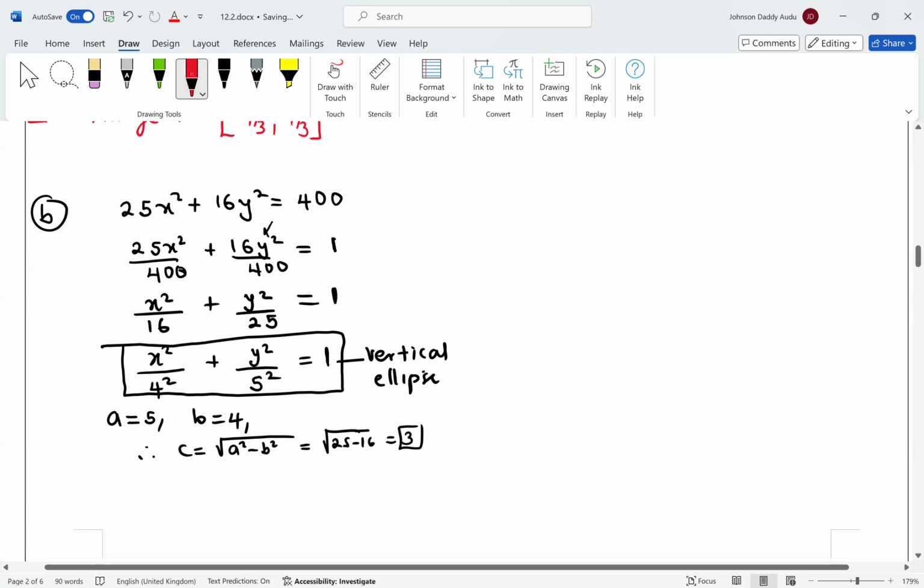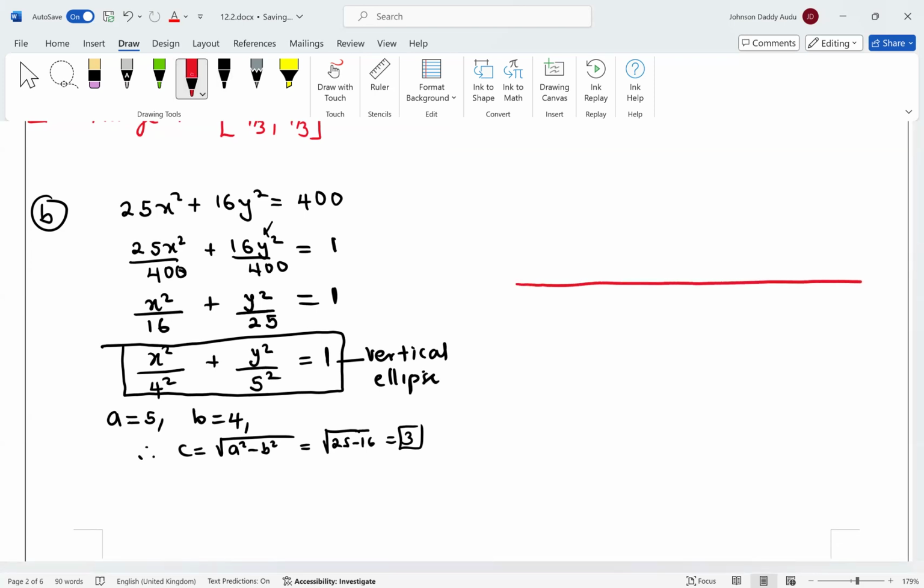The same procedure. Remember, our center is still 0, 0. But now our major axis is the y-axis. So if the major axis is the y-axis, then the points are going to be 0, 5 and 0, minus 5. Then we can have the other one, which is the minor axis. It's going to be 4. So this is minus 4, 0, and 4, 0.